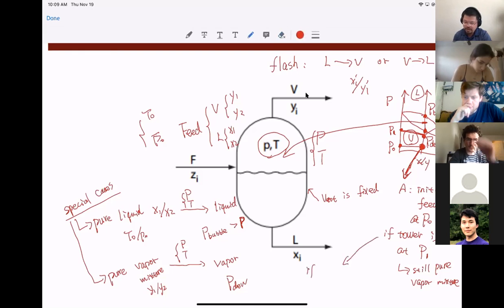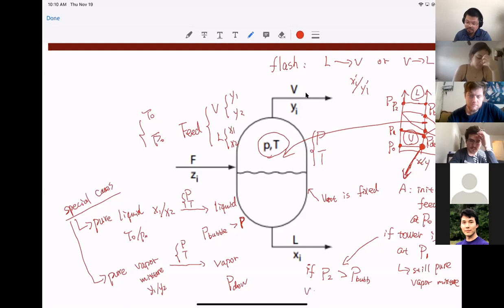Then on the other side, if the pressure is at P2, P2 is over here. Okay. This is P2. Then you can see that P2 is even greater than the bubble pressure. Then you can see that we are going to convert all the vapor into liquid, 100% liquid mixture. All right. So here we are going to have the pure liquid mixture.